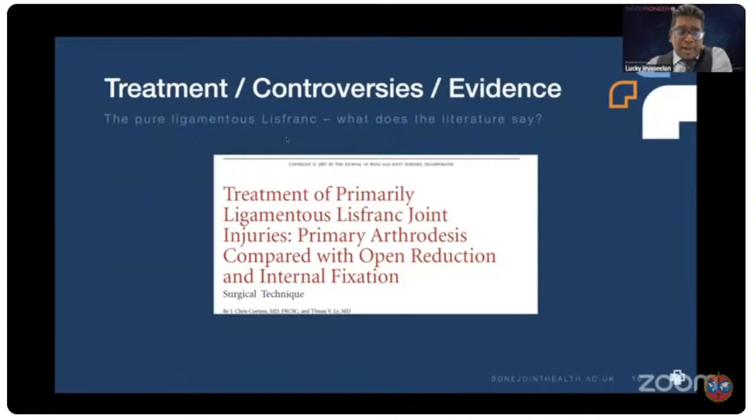Other areas of controversy, primarily ligamentous Lisfrancs. Now, this is a seminal paper by Chris Coetzee in the American JBJS 2007, and he found in his cohort that in primary ligamentous injuries, so where there's no fracture involvement, these seem to do better with fusions. And this sort of dictated the way we managed ligamentous injuries for several years, really, decades in fact. But there is literature to support that bridge plating can be used as well. And so really, this for me continues to be a slightly controversial area.